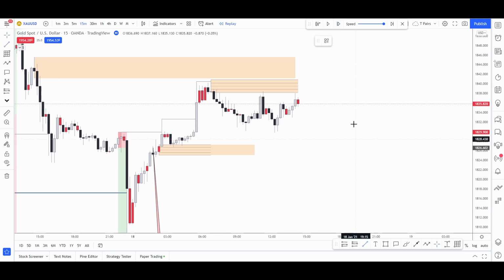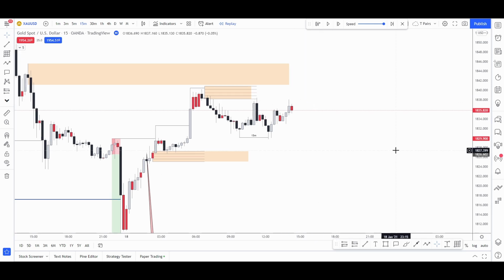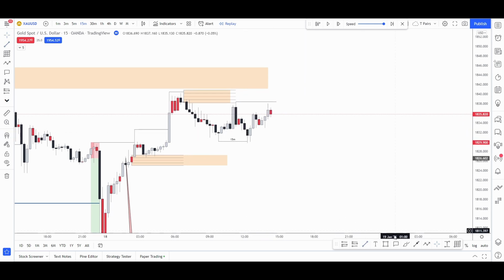Oh yeah, so we've got a break of here. Let's move that out of the way. Put that there. Ideally, now I'd want to see a break of this before targeting a lower order block, and this looks pretty sweet. So if we get a break of this right here, I'll be targeting this order block as an entry.